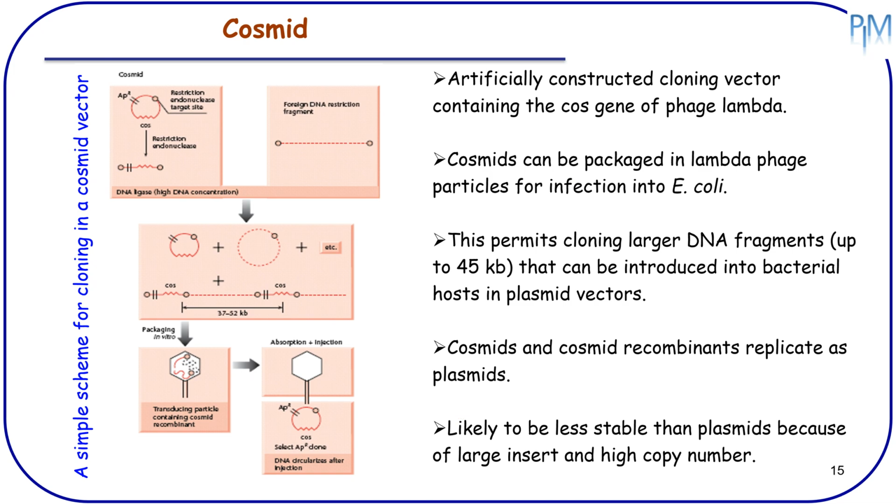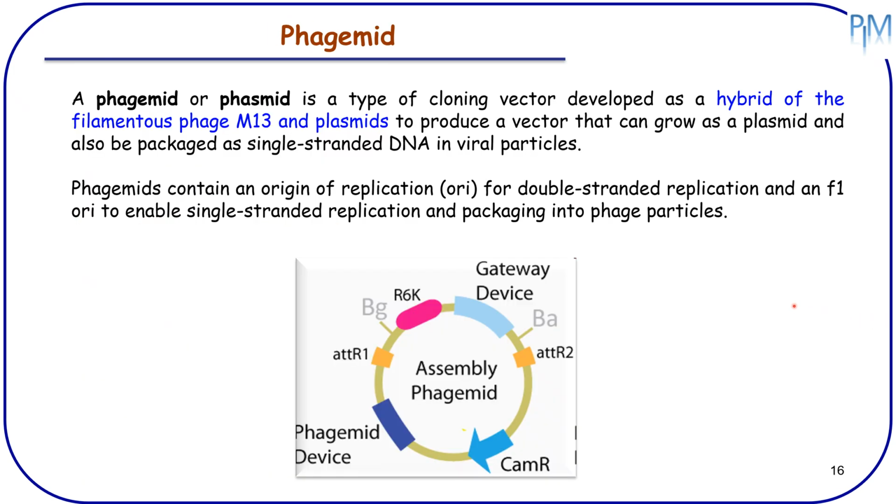Have you heard of phagemids or plasmids? They are a type of cloning vector that combines the features of filamentous phage M13 and plasmids. This hybrid vector can grow as a plasmid and also be packaged as single-stranded DNA in viral particles. Phagemids have an origin of replication for double-stranded replication and an F1 ORI that enables single-stranded replication and packaging into phage particles.